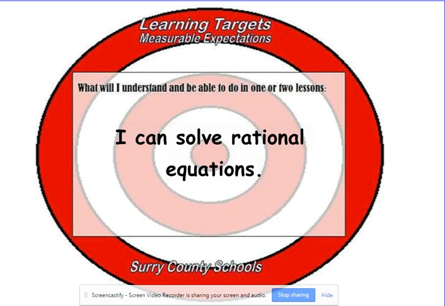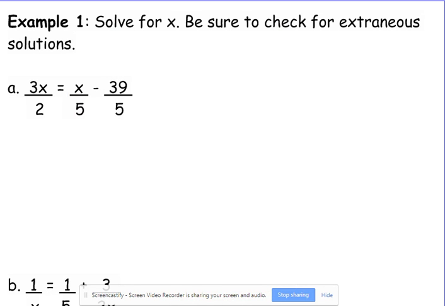Rational, ratio, fraction, x in the top and the bottom. Okay? Mainly that it has an x in the bottom. All right, so let's look at an example here. We want to solve for x. And in this case, we always need to check our answers.